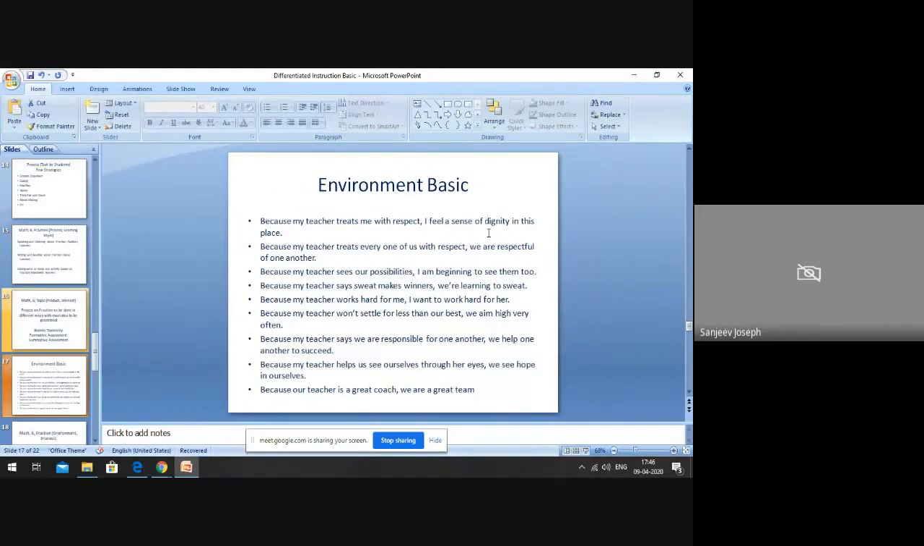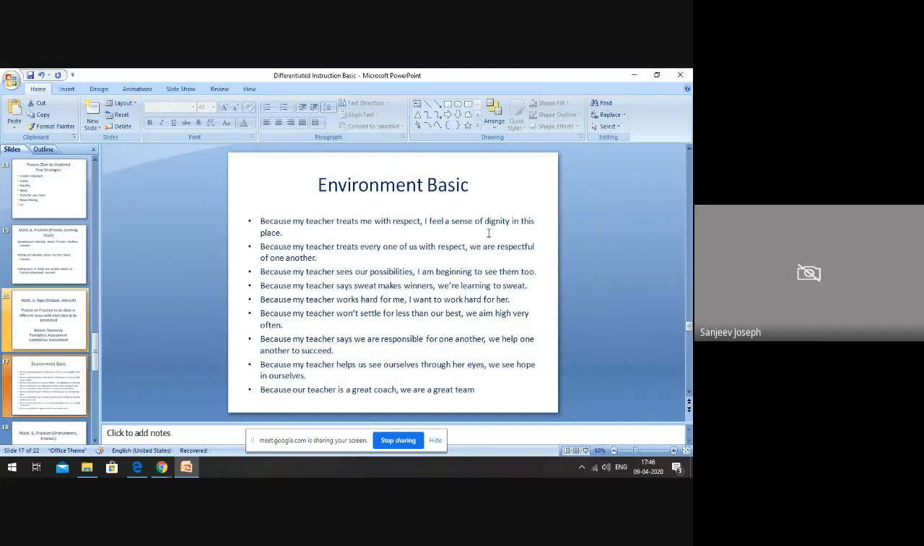We are respectful of one another because my teacher sees our possibilities. I am beginning to see them too, because my teacher says sweat makes winner. We are learning to sweat. This is very important because we want everyone to understand that they can come to any level, and that is why working hard is very important.